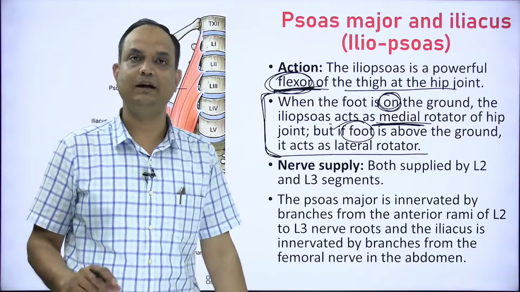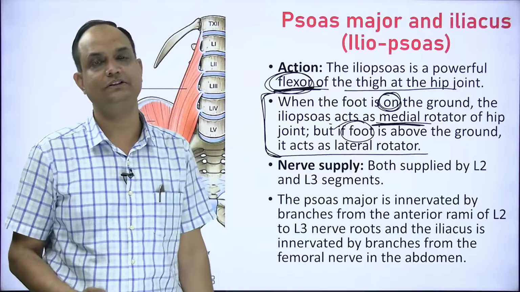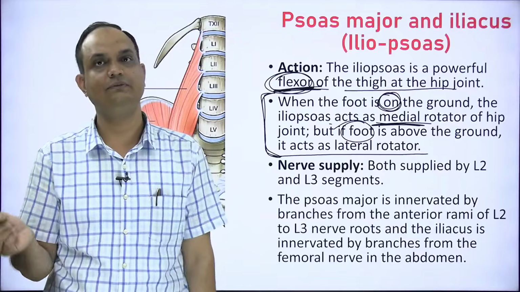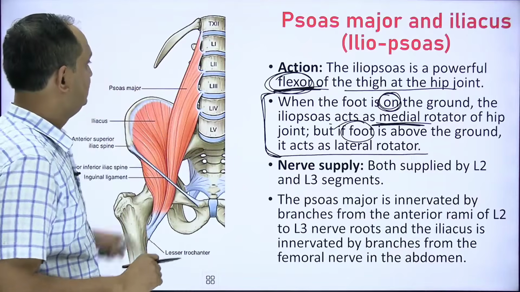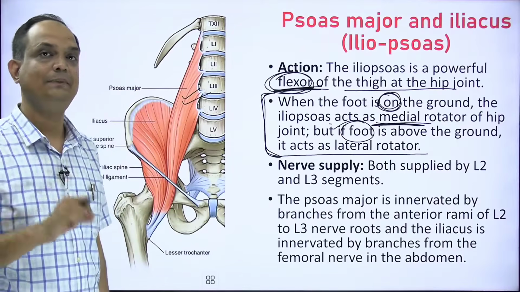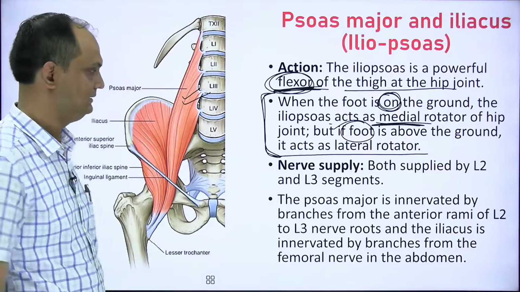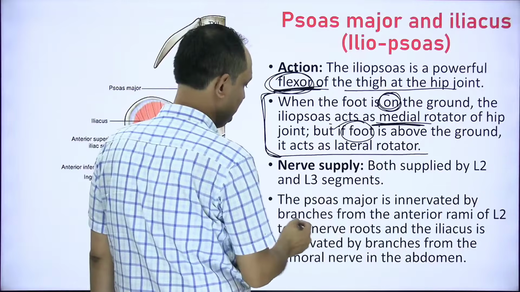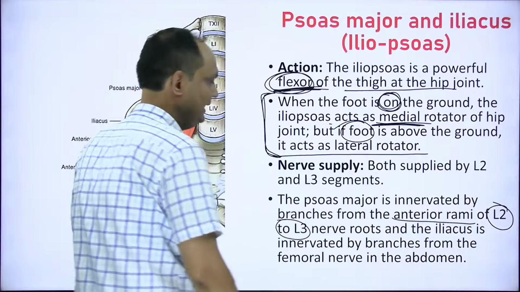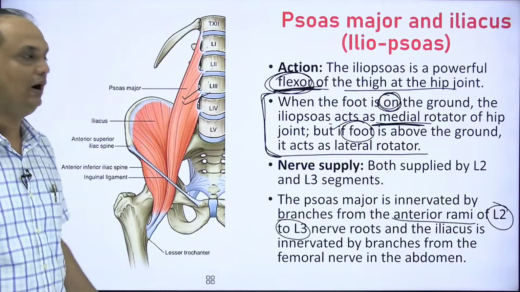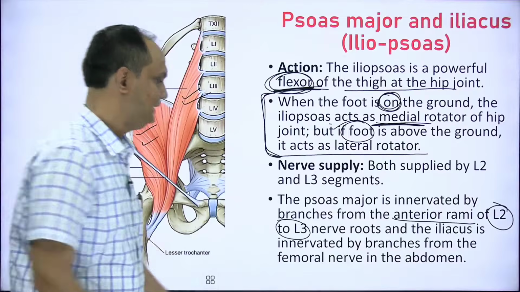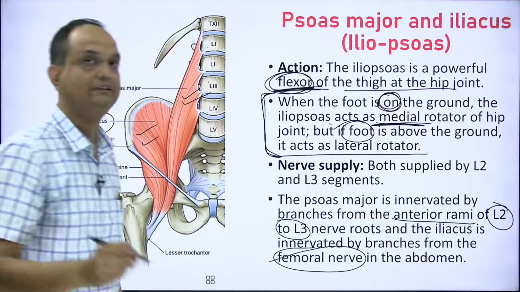Now, what is the nerve supply? The nerve supply of both muscles is different. Though they have a common insertion, their nerve supply is different, which is an exam question. The psoas major muscle is directly supplied by branches of the lumbar plexus. So the psoas major is innervated by branches of the anterior rami of the L2 and L3 nerve roots. Clear? While the iliacus muscle is supplied by branches of the femoral nerve. So this is the difference.